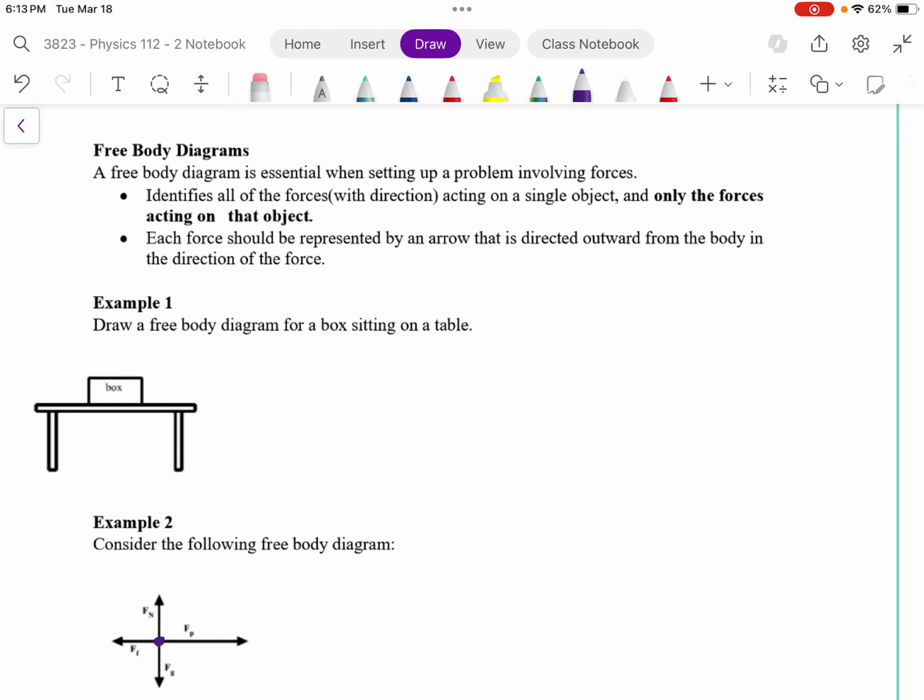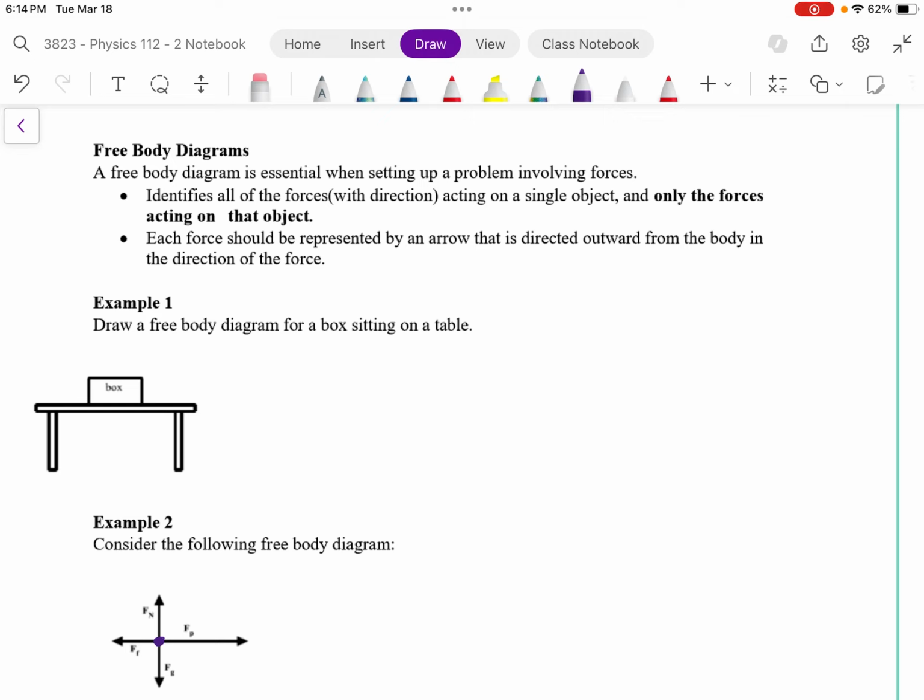It identifies all the forces with their directions acting on an object, and it's only representing forces acting on that object. That's important. The free body diagram is only representing forces acting on this one object. Each object will need its own free body diagram. So each force should be represented by an arrow that is directed outwards from the body in the direction of the force. So let's look at the situation here where the box is sitting on the table.